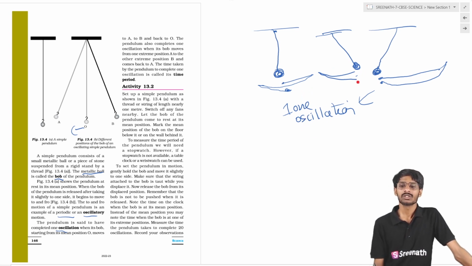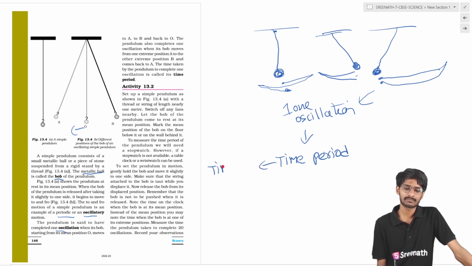Okay, students. The time taken to make one oscillation is called the time period of the pendulum. What is the time period? Time period means the time taken for one complete oscillation.